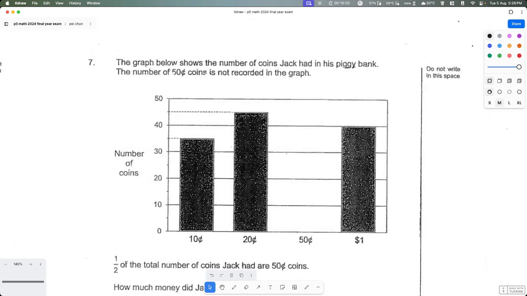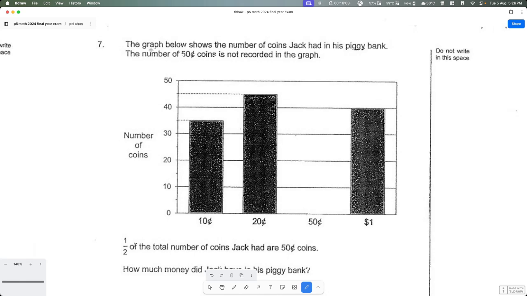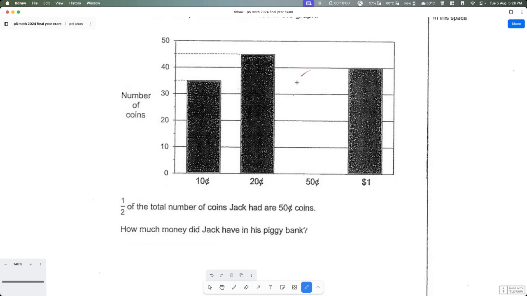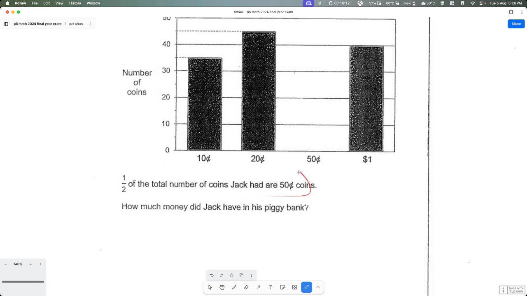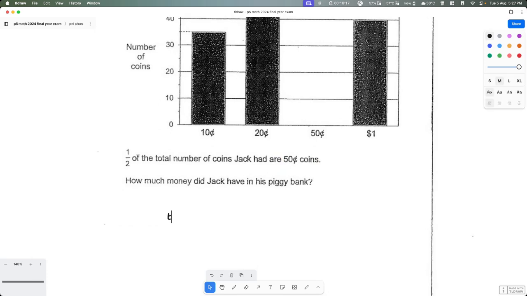All right, let's move on to question number 7. It says here the graph below shows the number of coins Jack had in his piggy bank. The number of 50-cent coins is not recorded. Half of the total number of coins Jack had are 50 cents. How much money did Jack have in the piggy bank? So half of the coins is 50 cents. The other half is 10 cents plus 20 cents plus $1.